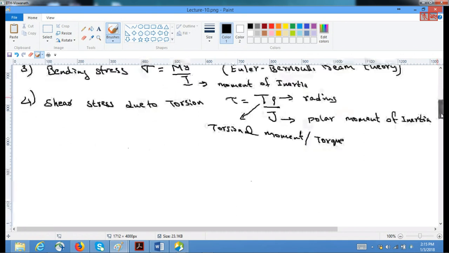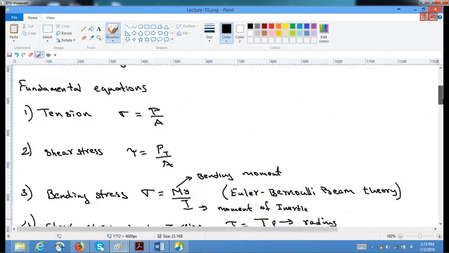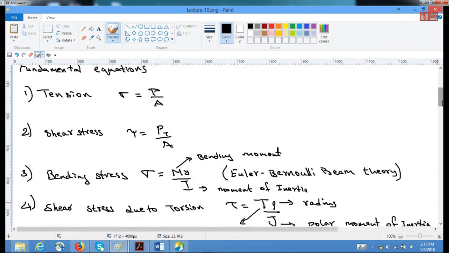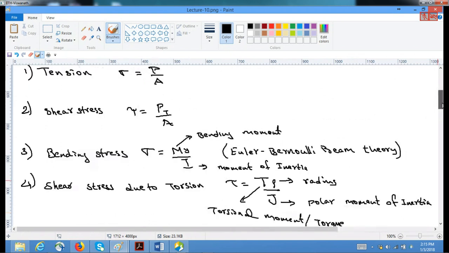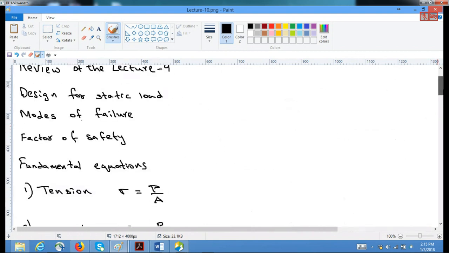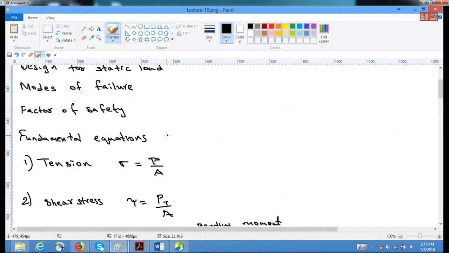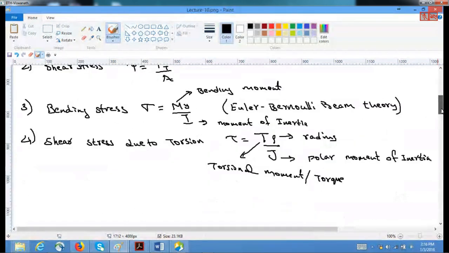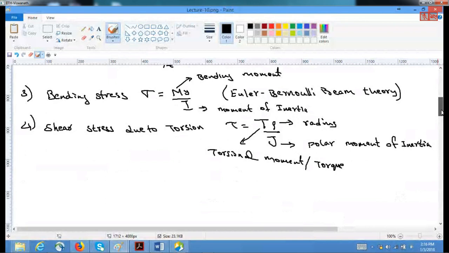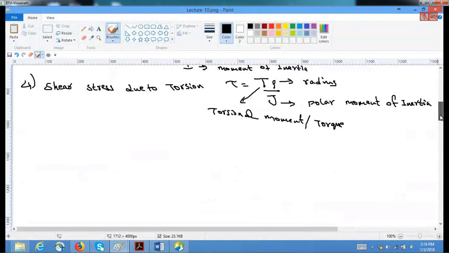So we have used all these fundamental equations, and using them, most of the designs are simplified, because any uncertainties are taken care of by making use of the factor of safety. Further, these fundamental equations are mostly valid for a one-dimensional stress state, whereas you know that stress at any given point is triaxial.